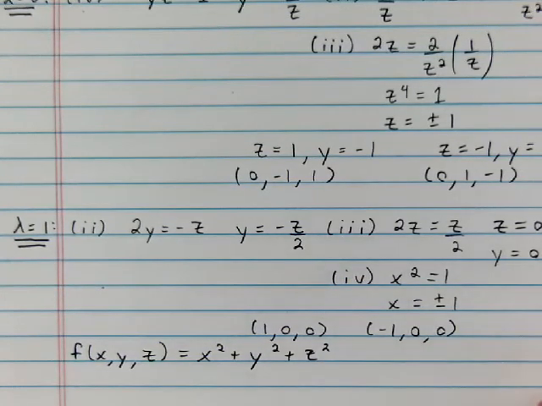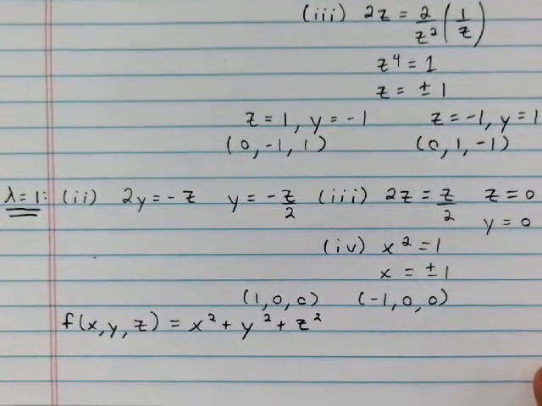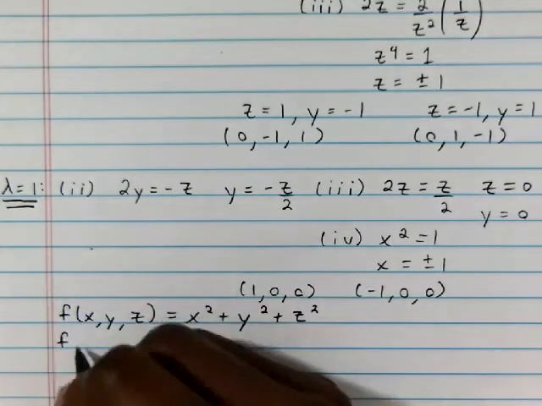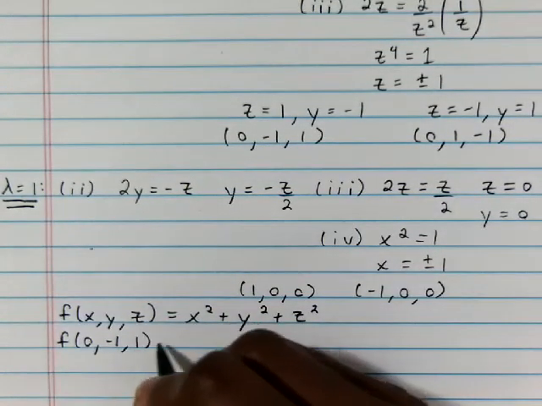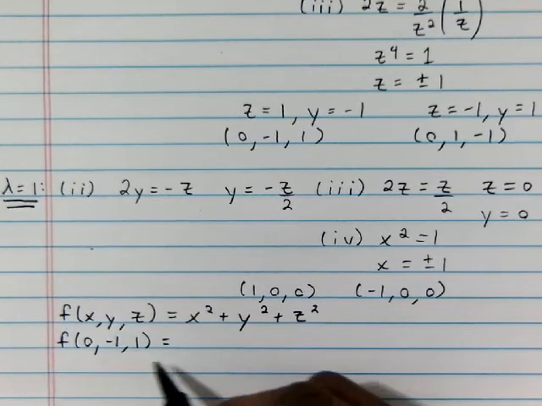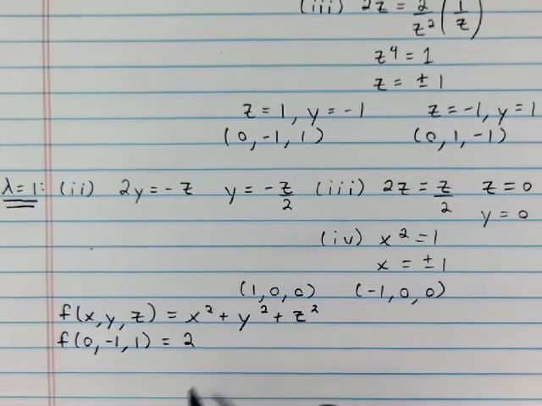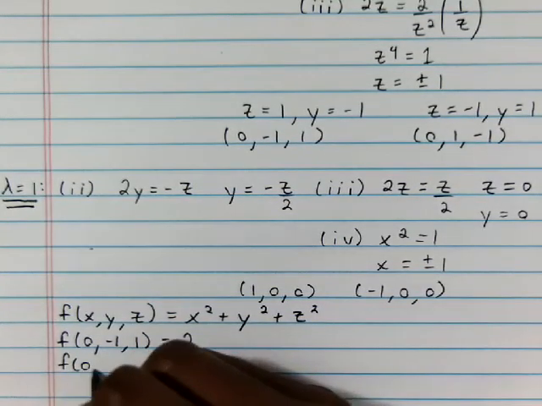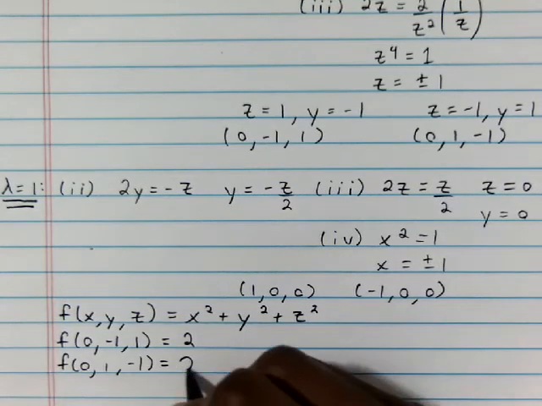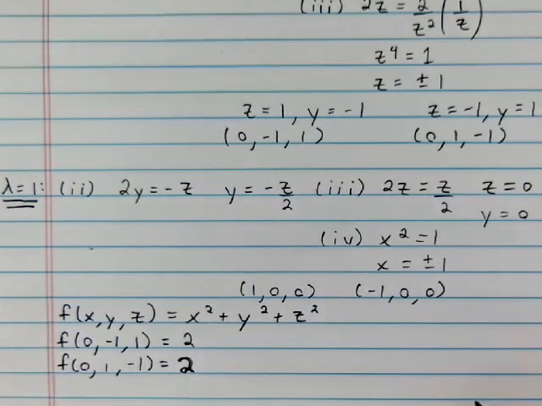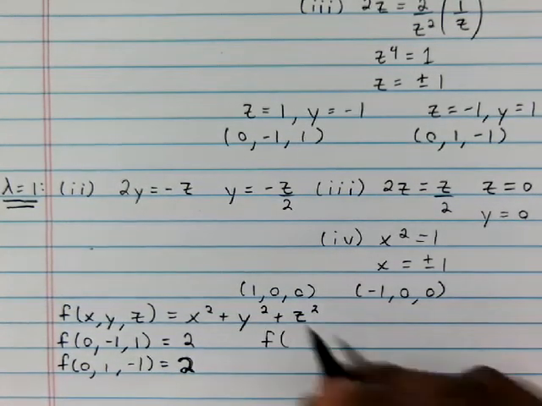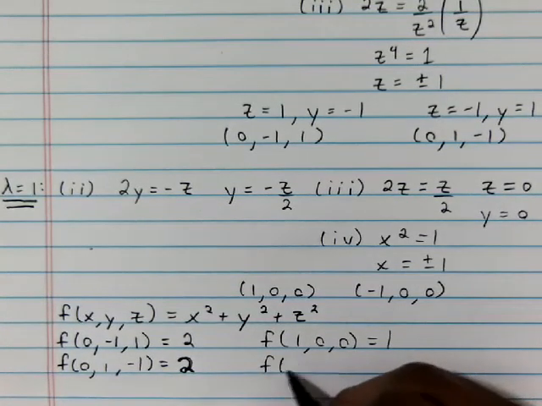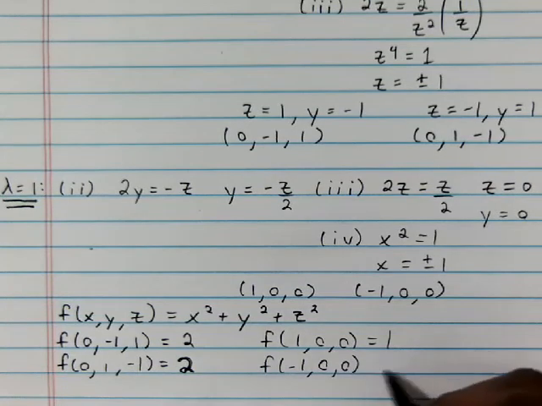And now substituting these 4 points in, we get f of (0, -1, 1). That's going to give us 0 squared plus 1 plus 1, so we're going to get 2 there. Then we do f of (0, 1, -1). It's going to give us the same thing, so f of (0, 1, -1) also gives us 2. And then f of (1, 0, 0) gives us 1. And f of (-1, 0, 0) gives us 1.